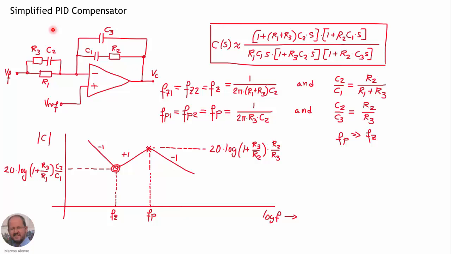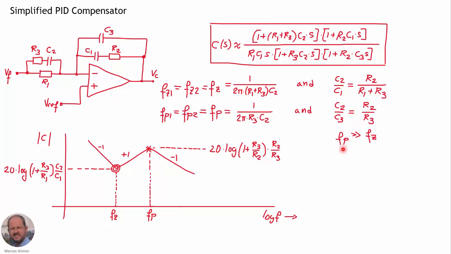But today we are going to use an even simpler implementation of a PID compensator. What we are going to do is the same implementation, but we are going to locate both zeros at the same frequency and both poles also at the same frequency. So these are the conditions that we have. The zeros are going to be located at this frequency, the poles at this frequency, and we have these other two conditions to fulfill to implement the design.